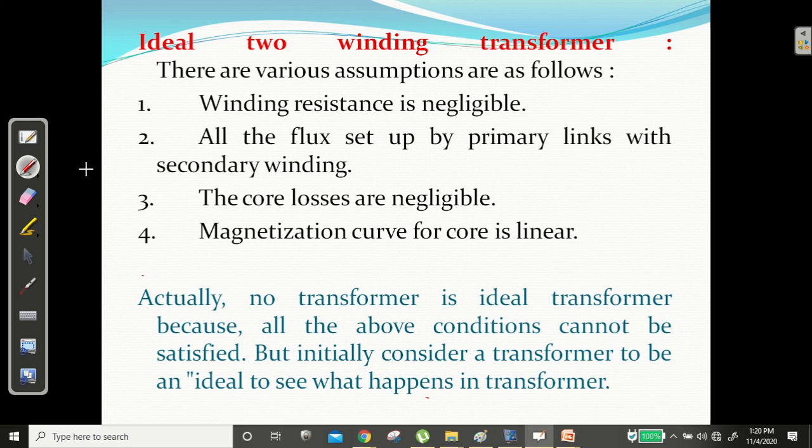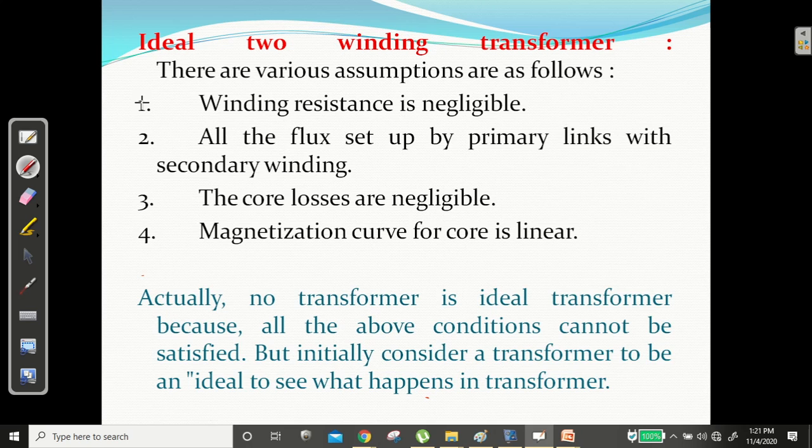And once you understand what the ideal transformer is and what is happening in it, then we will go towards the actual transformer. Okay, so some assumptions and conditions are there to understand what is happening. Clear? And once you understand the ideal transformer, then we will go towards the actual transformer. So some conditions are there.